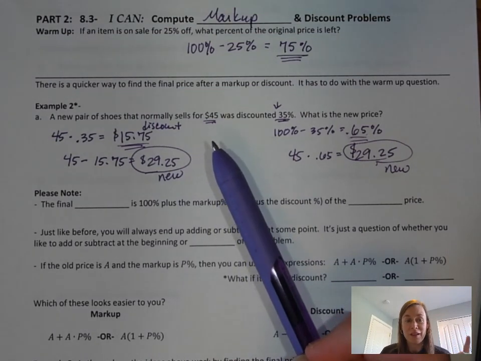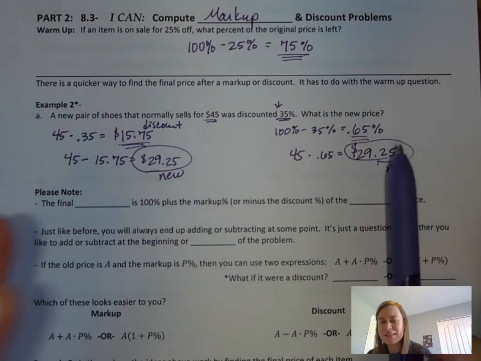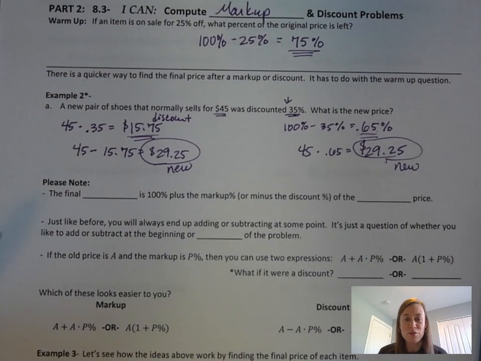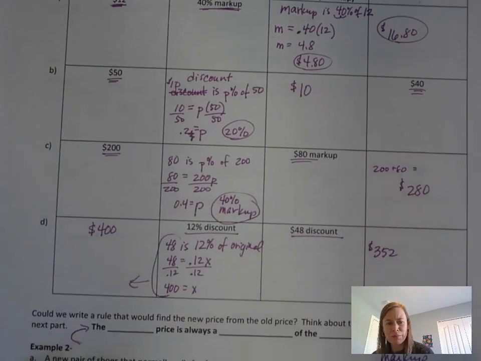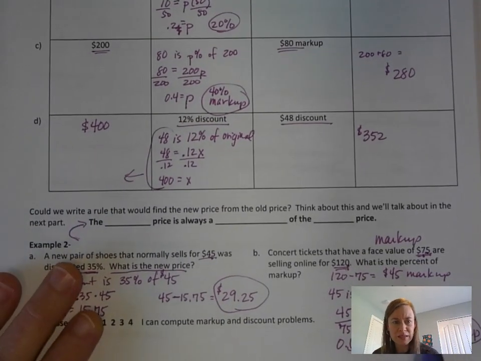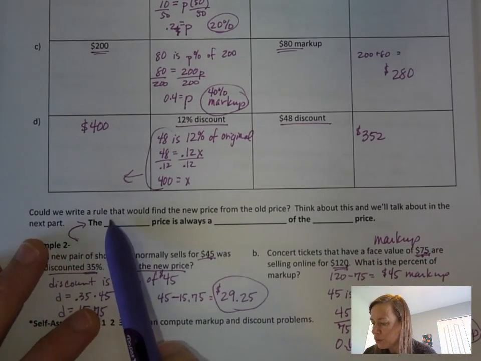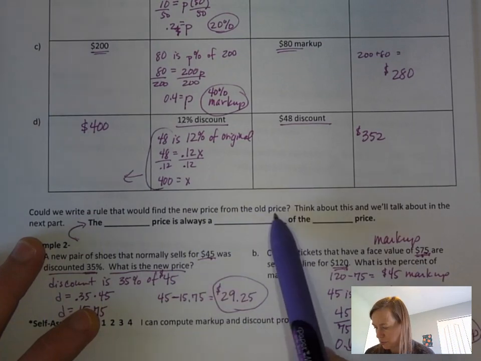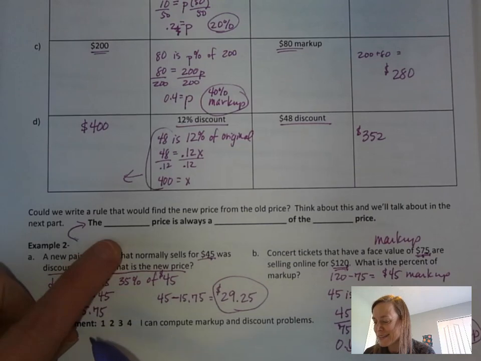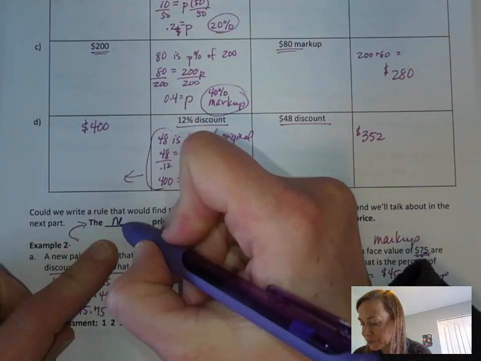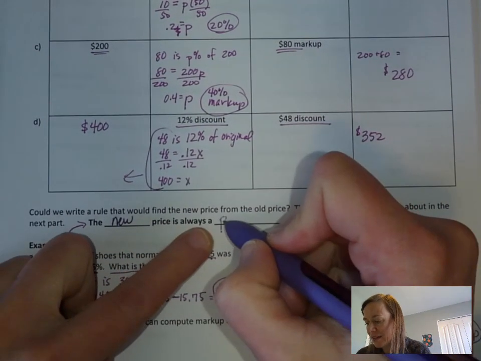All right, so when you're thinking about this, let's go back to the end of the notes yesterday. If you don't have it in front of you, don't worry about it. I can show you mine. But remember, we left this question blank. It says, could we write a rule that would find the new price from the old price? Think about this and we'll talk about it in the next part. Well, that's now. So the new price is always a, guess what?